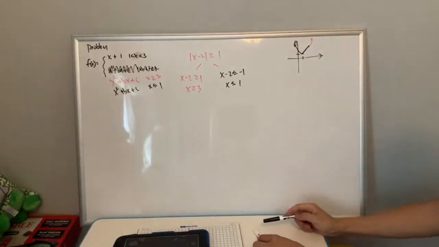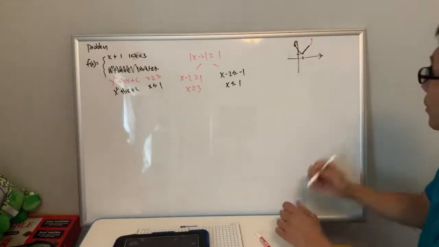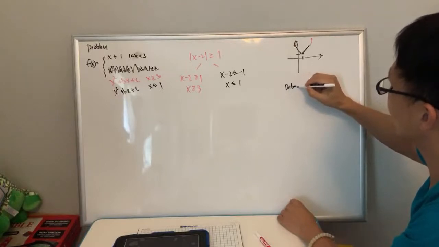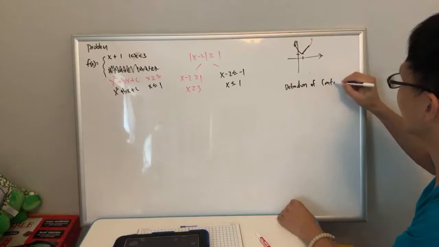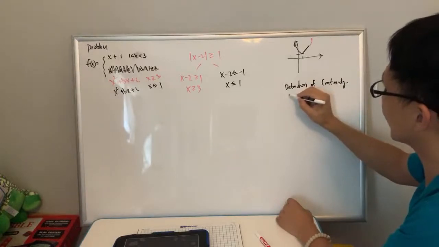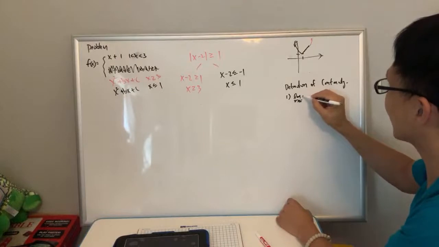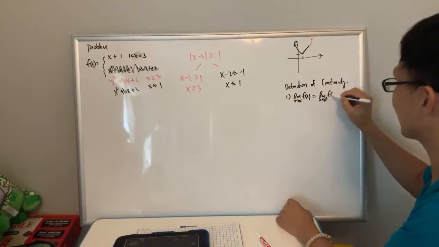Now let's talk about the definition of continuity. We can talk about this a whole lot. What's the definition of continuity? The first condition is the limit as x approaches a from the left side of f of x equals the limit as x approaches a from the positive side of f of x.